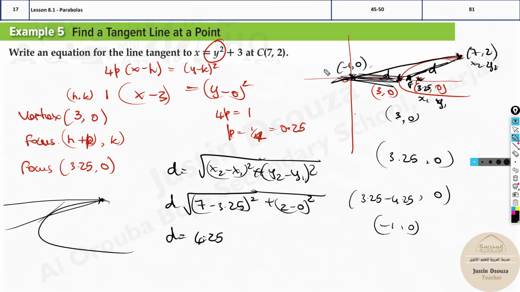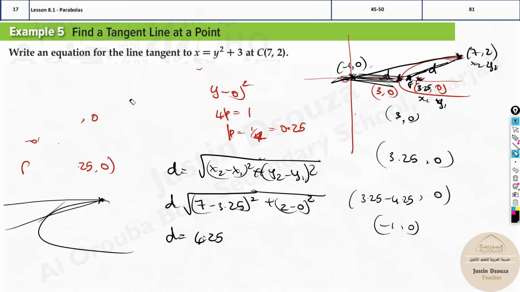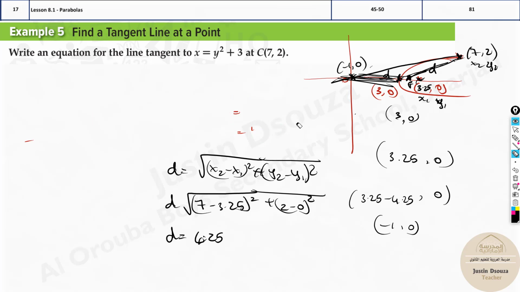Now let's write the equation of the tangent line. That is what we are solving. We are not directly writing the equation. First, let us find the details like the slope. After finding the slope, we will do the other parts. So now let's find the slope. How do we find it? Let's write the formula for slope.